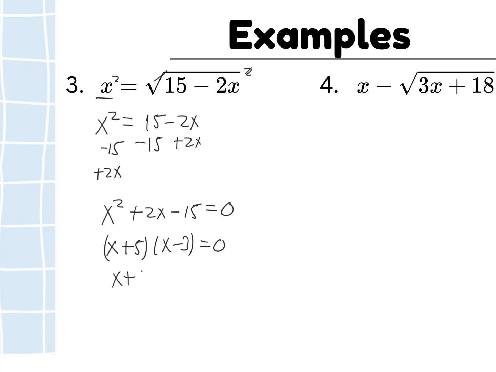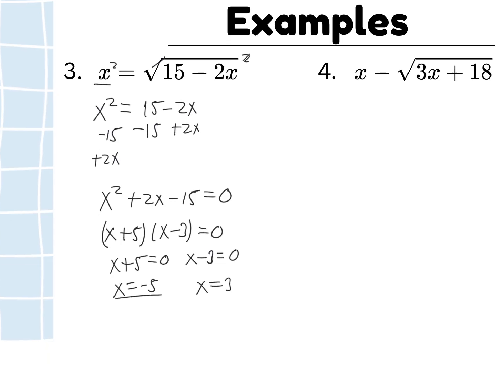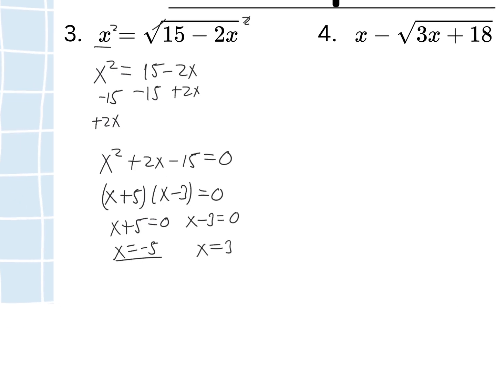So set both of these equal to 0. x plus 5 equals 0, x minus 3 equals 0. And I get x equals negative 5 and x equals 3. Now the tedious part here is to check your answers. So let's first check x equals negative 5.